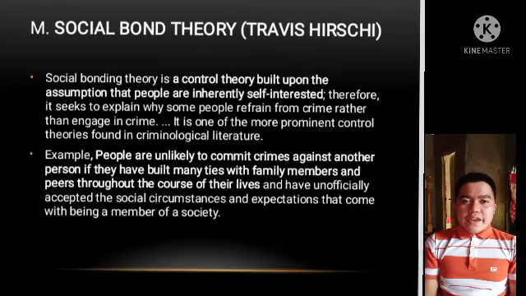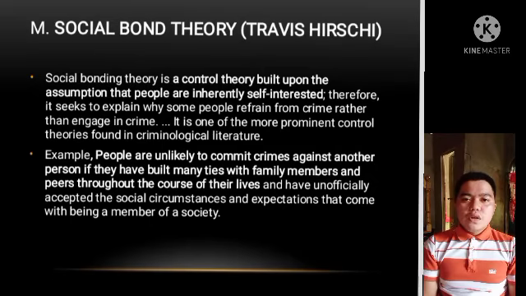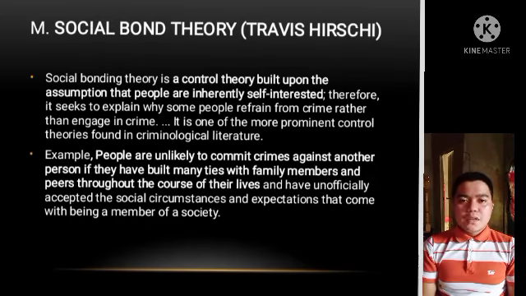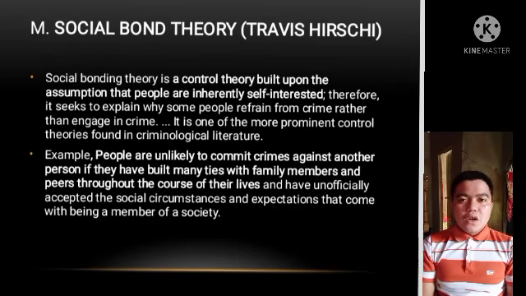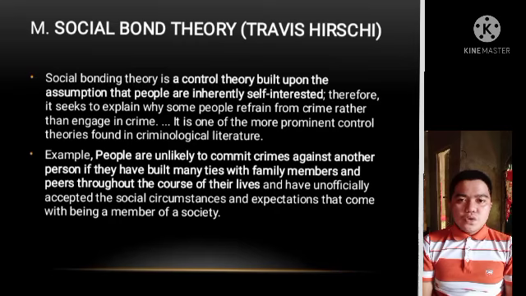Next, social bond theory, Travis Hirschi. Social bonding theory is a control theory built upon the assumption that people are inherently self-interested. Therefore, it seeks to explain why some people refrain from crime rather than engage in crime. It is one of the more prominent control theories found in criminological literature.